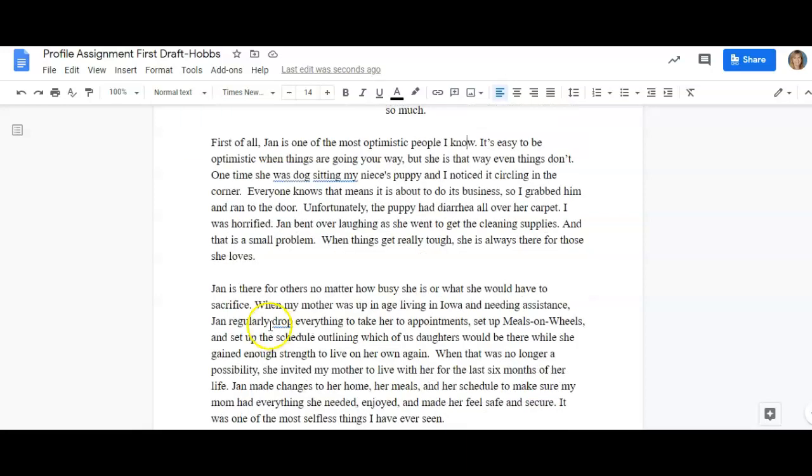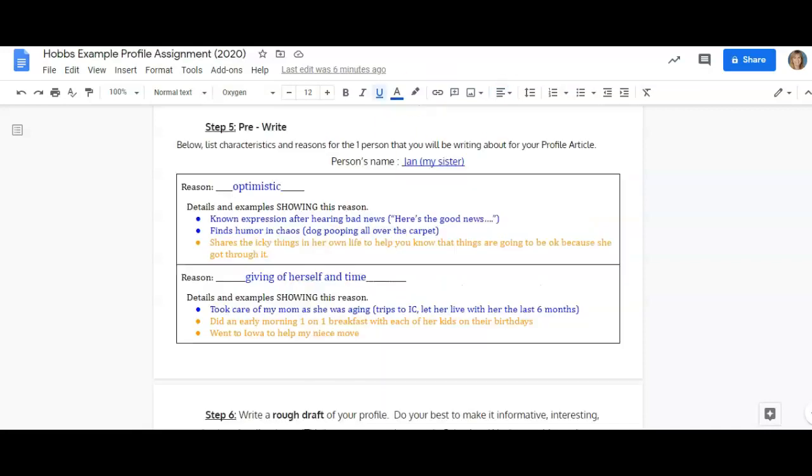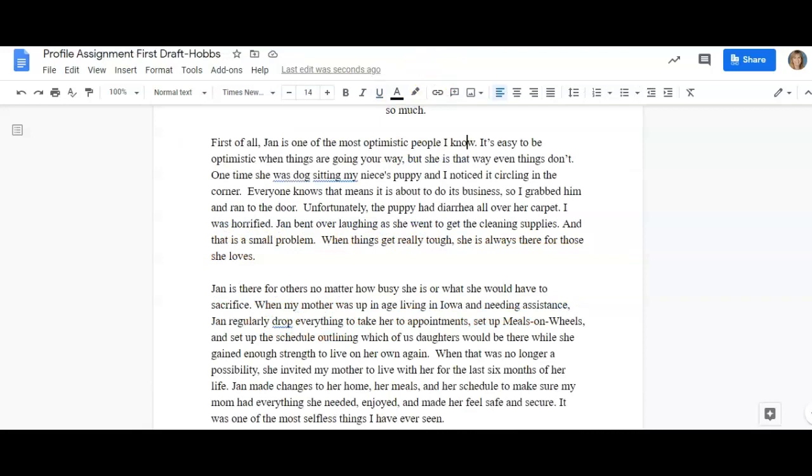Here's my next paragraph. "Jan is there for others no matter how busy she is or what she has to sacrifice." And so I put that she is there for others. And I think in my original, I put giving herself. And it's the same idea. I just changed the wording a little bit.